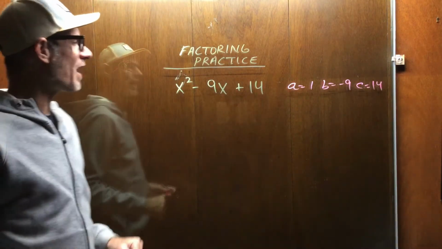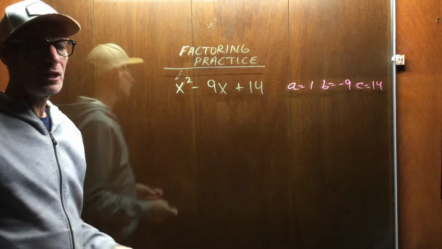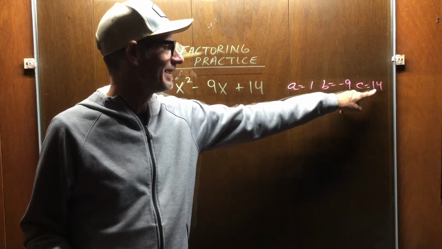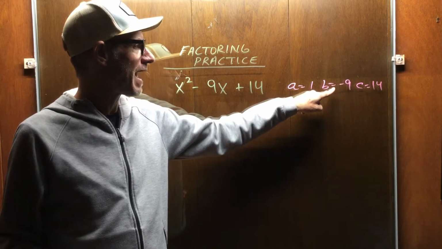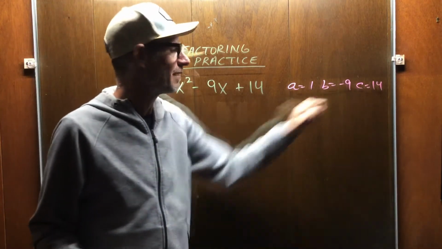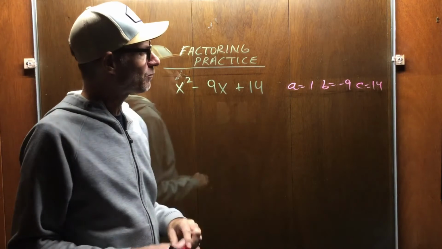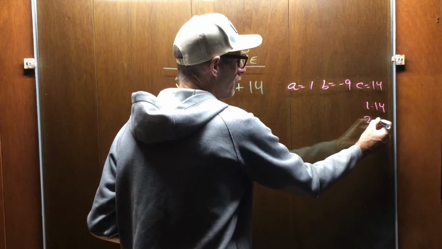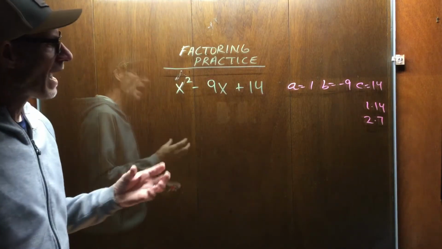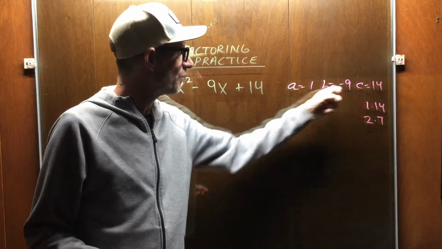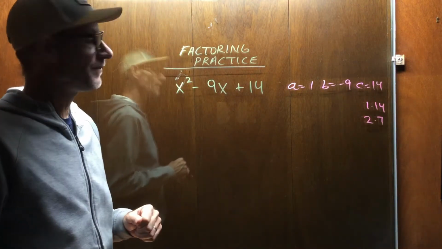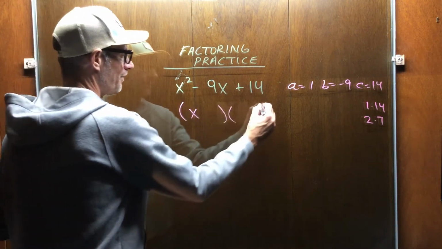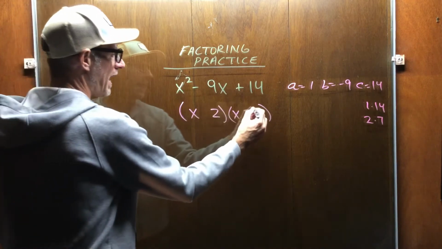So remember, when your a value is 1 and you're dealing with a trinomial, you just need to find two numbers that multiply to c but can add or subtract to b. So we need two numbers that can multiply to 14 but add or subtract to 9. So our choices are 1 times 14 or 2 times 7. And we can see that if we have the right signs, the 2 and the 7 could possibly come together and form a negative 9. That won't work with the 1 and the 14. So I think that my factors are going to include a 2 and a 7.